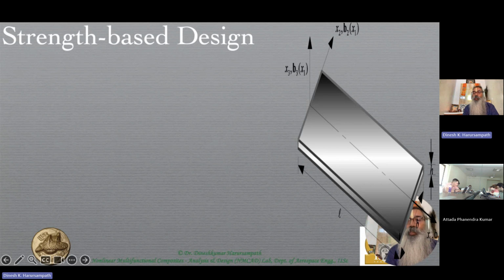Unless otherwise mentioned, bold letters will represent vector quantities, whereas those without bold, in the normal or italicized font, will typically represent scalar quantities. So you have x1 times b1 as the vector going along this, because there's no initial curvature shown over there, but there is an initial twist, or what I just mentioned as pre-twist, washout, or wash-in, depending upon whether it's helicopter terminology or fixed-wing aircraft terminology.